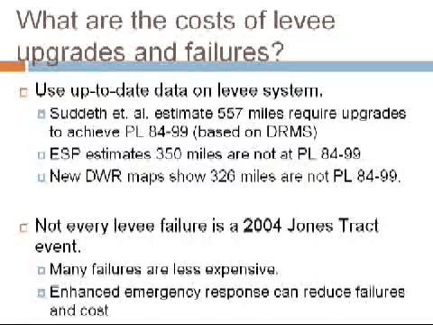So obviously it's a lot more expensive proposition if you think that there's a lot more work that needs to be done. Our estimates were 350 miles, and we've talked about how the new DWR maps calculated 326 miles.